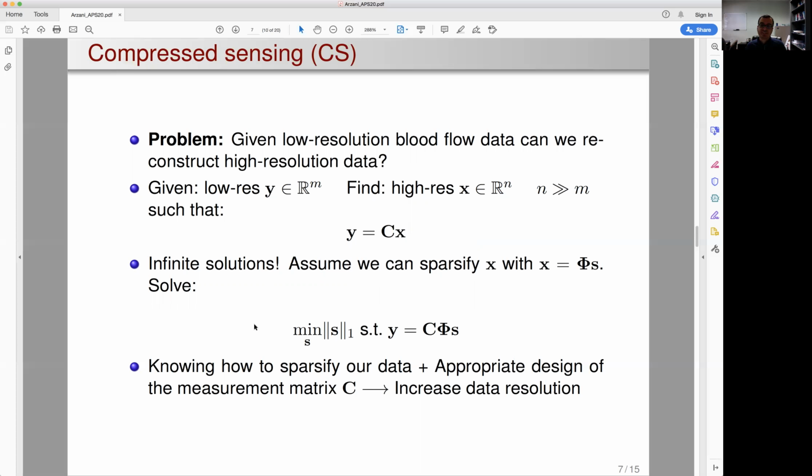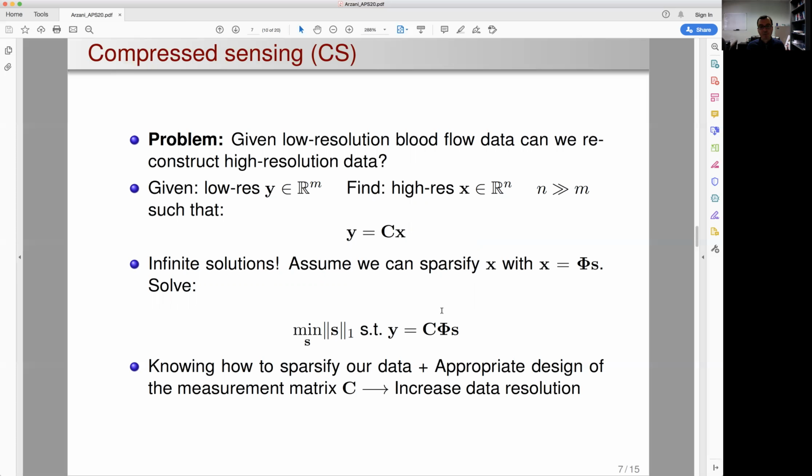We write the compressed sensing problem. So really all we're doing here is minimizing the L1 norm of S, and the constraint here is that we want to obey our low resolution experimental measurements. Okay, and the L1 norm here is used to promote sparsity because we're assuming that our transformation phi is sparsifying our data. So this is a classical compressed sensing problem, and if we know how to sparsify our data, and if we design that measurement matrix C appropriately, then we can use this method to increase the resolution of our data.